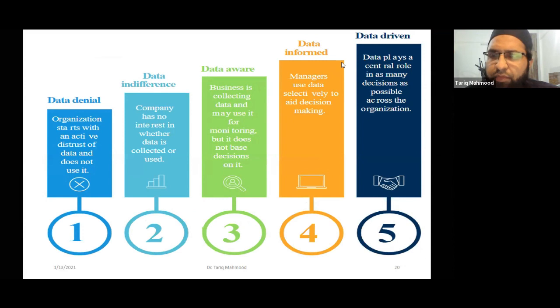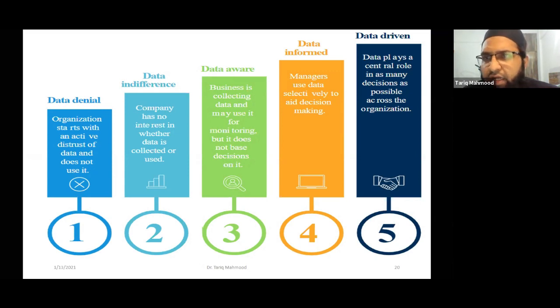Now, this is what happens when you talk about doing analytics. When you go to someone and say, I think you need to do data analytics. So first of all, they are going to say data denial. They don't trust the data, right? At the initial stage, the organization does not trust the data, so they just deny it. Okay, they deny it, and then they get somewhat better after some time. They say we are indifferent to it. Okay, it's there, but we are indifferent to it, and then they become aware of it.